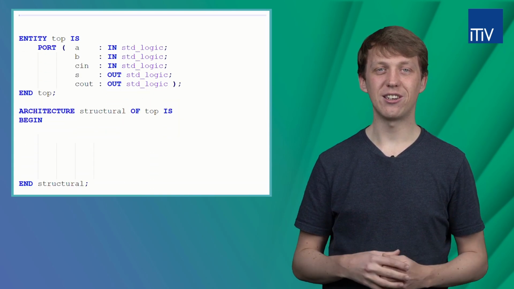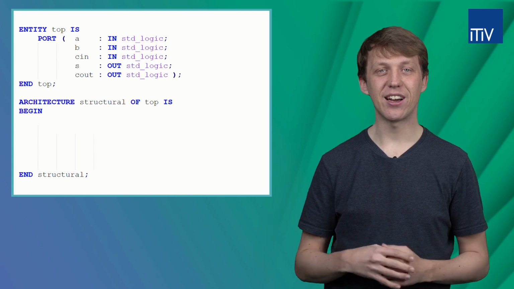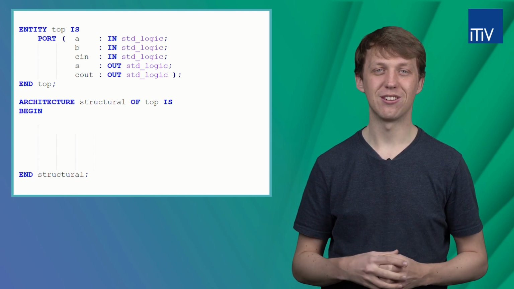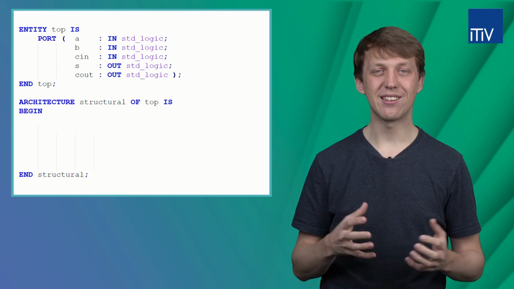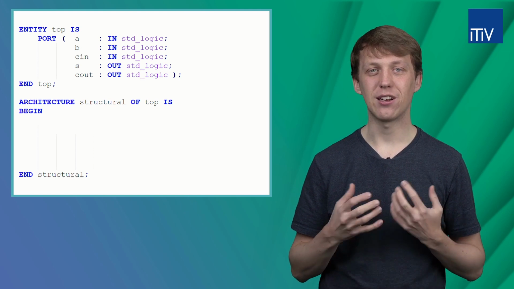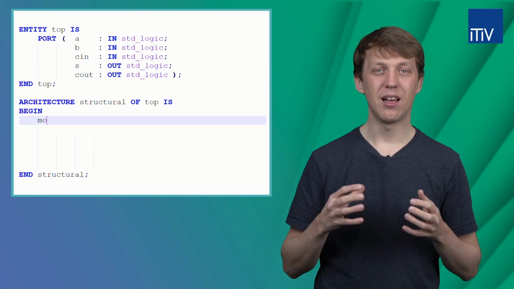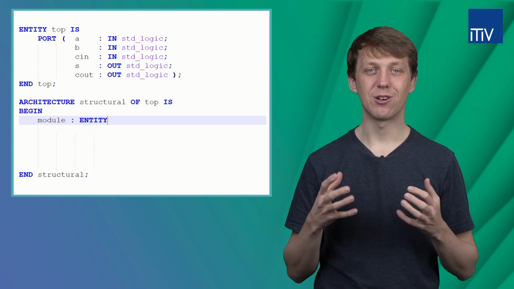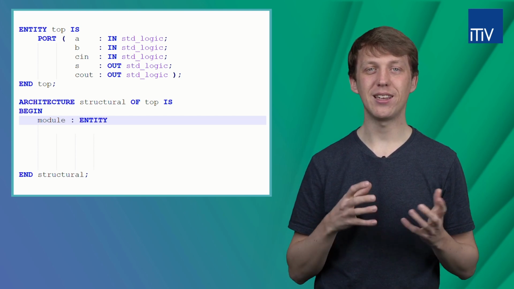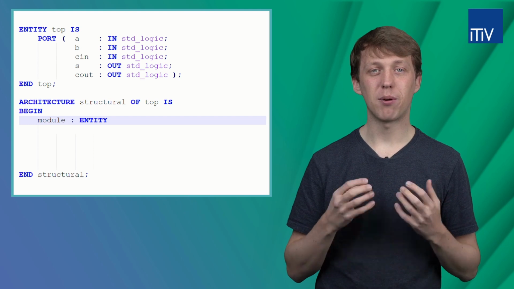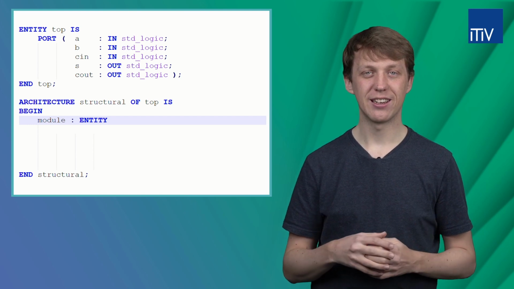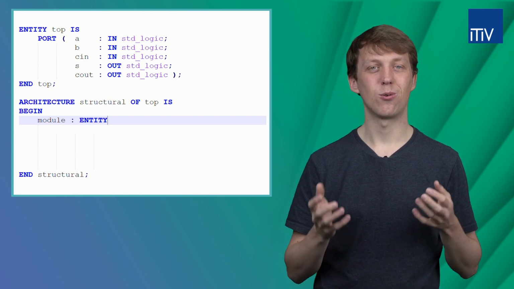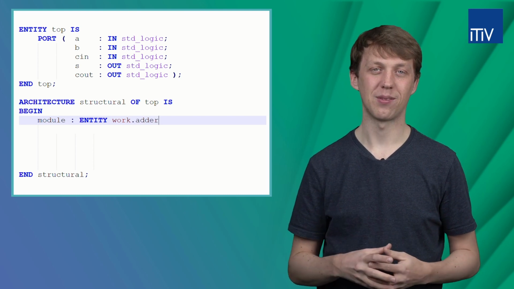Now, let's start instantiating an adder in the architecture of the top module. We have to give the instance a name, and then we have to link this to an entity. Hence, we have to use the keyword entity and then reference the adder. Since it is part of our working directory, we can write it like this: work.adder.